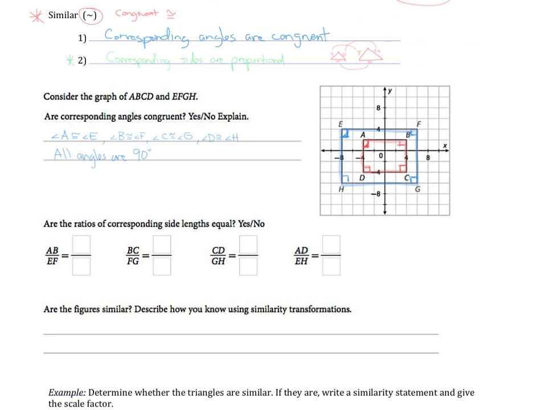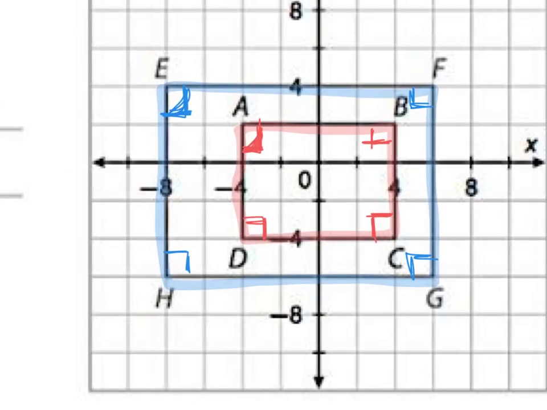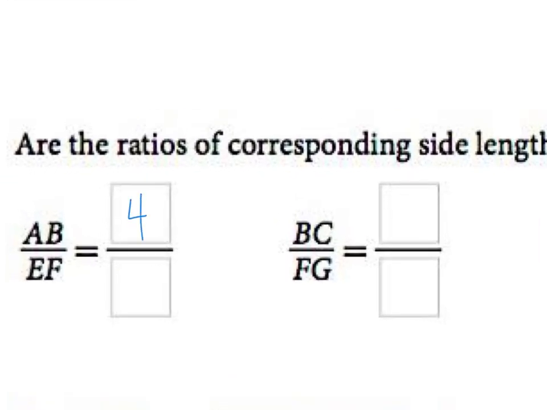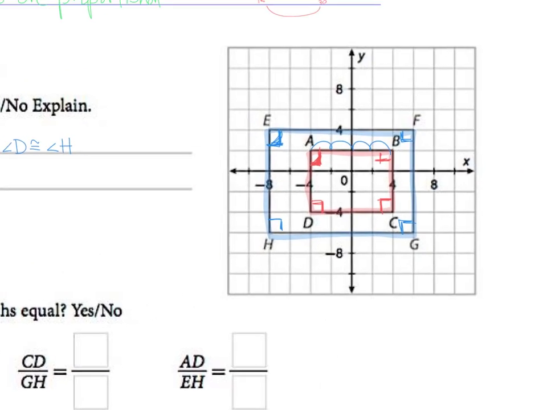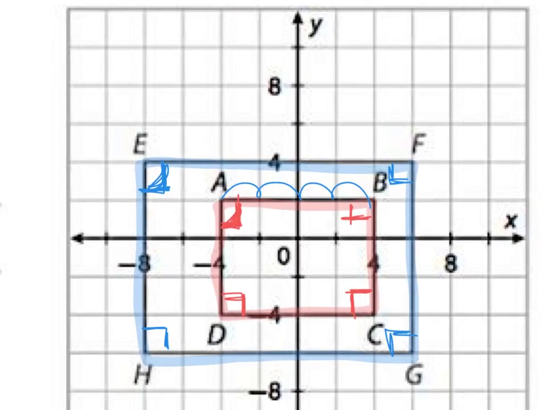Now, are the ratios the same? And so what we're going to do here is we're actually going to figure out how long are the sides and compare them to each other. So AB, if we look at side AB, is 4 units long. And EF is 7 units long.